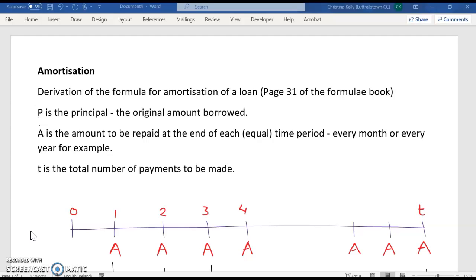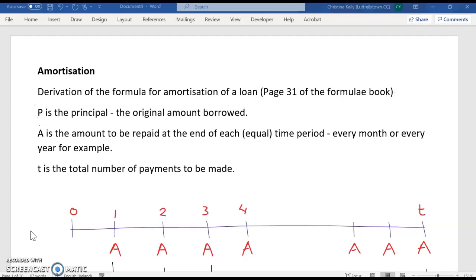So for example, if you borrowed an amount to buy a house, for a mortgage, you would have P being the amount that you originally borrowed. A is the amount of payments that you have to make each month, for instance. So every single month you would have to pay back the amount A towards paying off your mortgage. And T would be the total number of months that you have to keep this up for. So T is the total number of payments that you would have to make over the term of your mortgage.